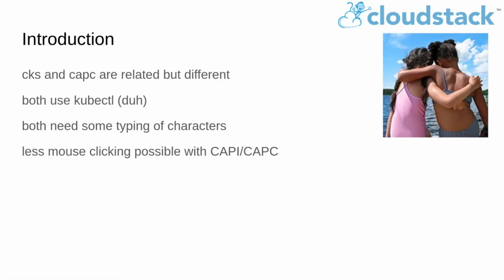Both need typing of some characters, but in the case of CKS, it's only the right URL in the user interface. And with CAPC, there's no interface, basically. Just do it on the command line. If you really wanted, you can do the CKS installation with only the mouse and some copy pasting.